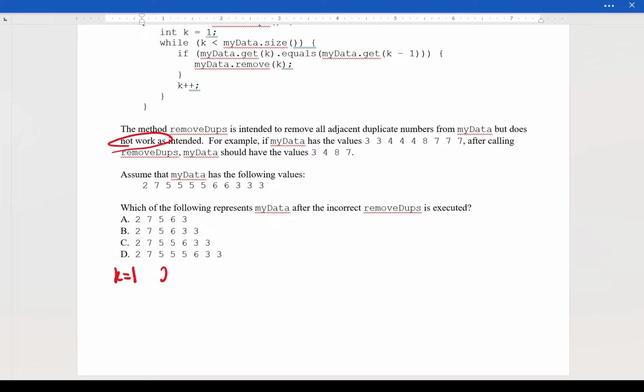And I'm going to start with 2, 7, 5, 5, 5, 6, 3, 3, 3 because that's the number that they told us, right? So I'm going to be looking at spot 1 and spot 0. So I'm going to be looking at 0 and 1. And I'm going to see if they are the same, dot equals, right? They're not. If they were, I'd remove 0. So in this case, not removing.